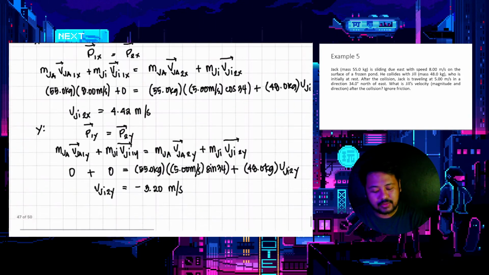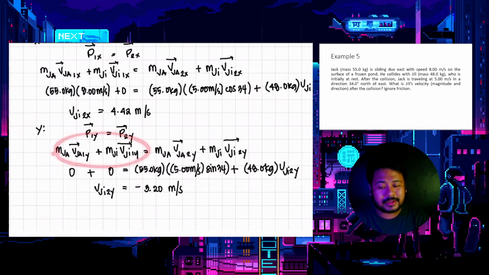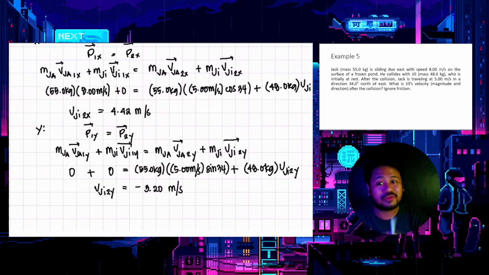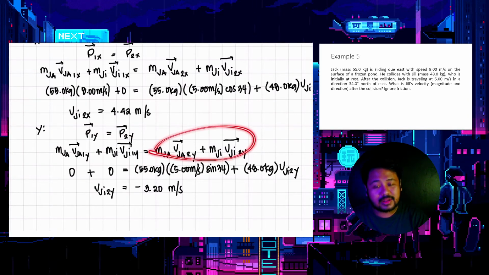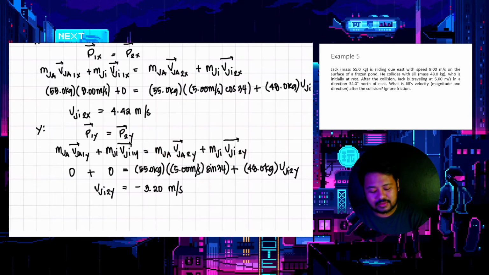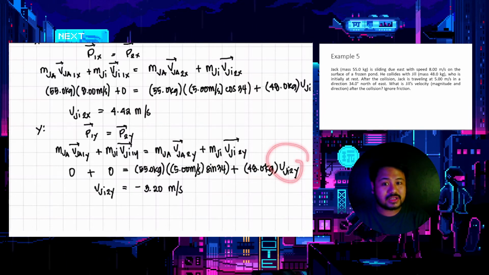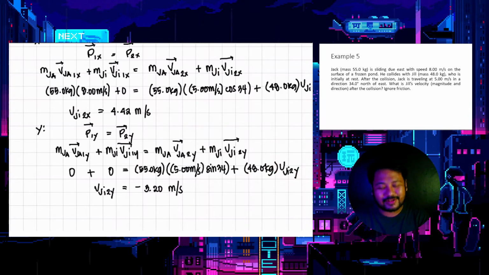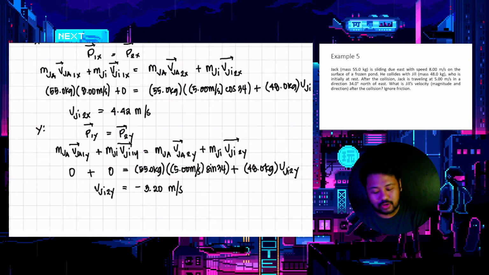And for the y-axis, we have this one. Initially, Jack and Jill will have zero momentum along the y-axis. So we only have the momentum final for the y-axis. So we have here 55 times sine 34, and then we have 48 kilograms times the velocity of Jill after collision. So we have here our final velocity after collision. This is for Jill. So we could now get the magnitude and direction.